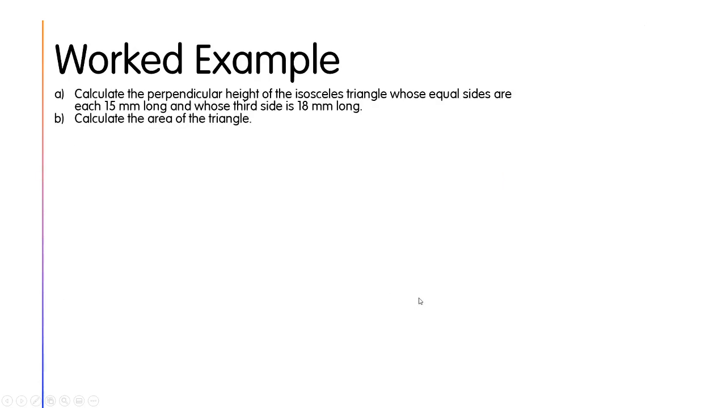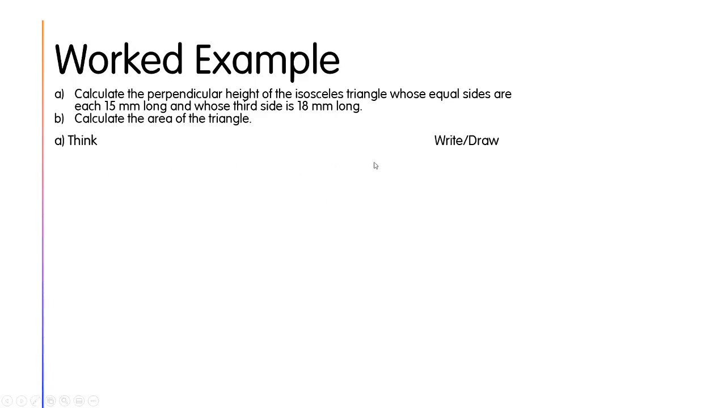Okay, next worked example is calculate the perpendicular height of an isosceles triangle whose equal sides are 15 millimeters long and whose third side is 18 millimeters long. And then part 2 of this question is calculate the area. So let's do part 1 now.